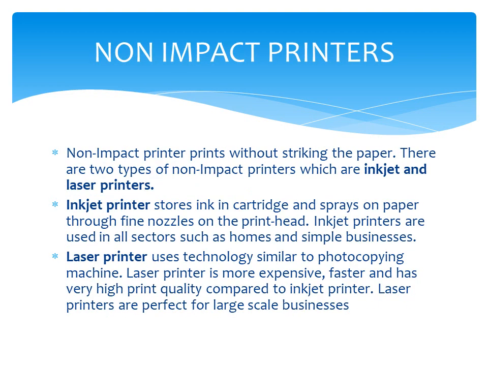Non-impact printers. These printers basically print without striking the paper, therefore they do not produce any noise. Two commonly used non-impact printers are the inkjet and the laser printers. Inkjet printers basically store ink in a cartridge and spray it on paper through fine nozzles on the print head. These are used in all sectors, in homes and simple business organizations. Laser printers use technology similar to a photocopy machine. These printers are more expensive, faster, and have a very high print quality as compared to inkjet printers. These are perfect for large-scale businesses.